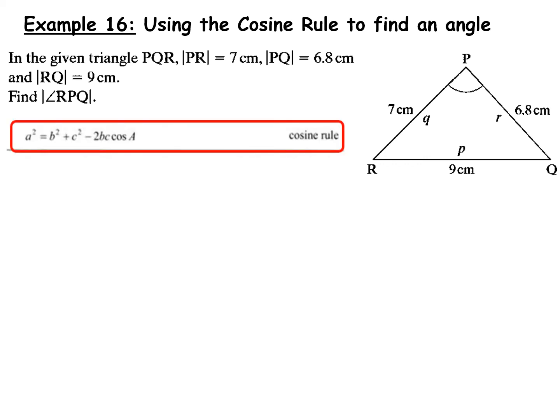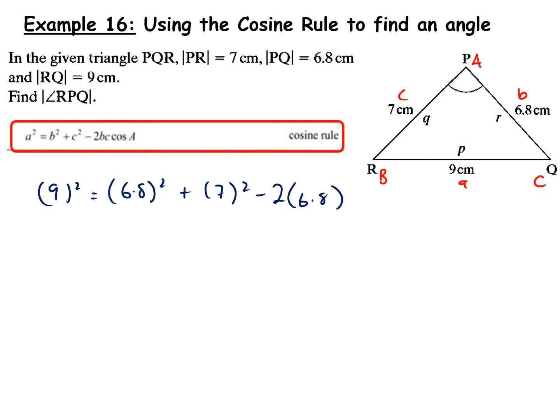So here's our formula, and when we're working with the formula, it's really important that the angle we have is called A, and the other is not so important. So there's little b, little c, and little a. When we sub into our formula, we get 9 squared is equal to 6.8 squared plus 7 squared minus 2b, which is 6.8, c, which is 7, cos of angle A.